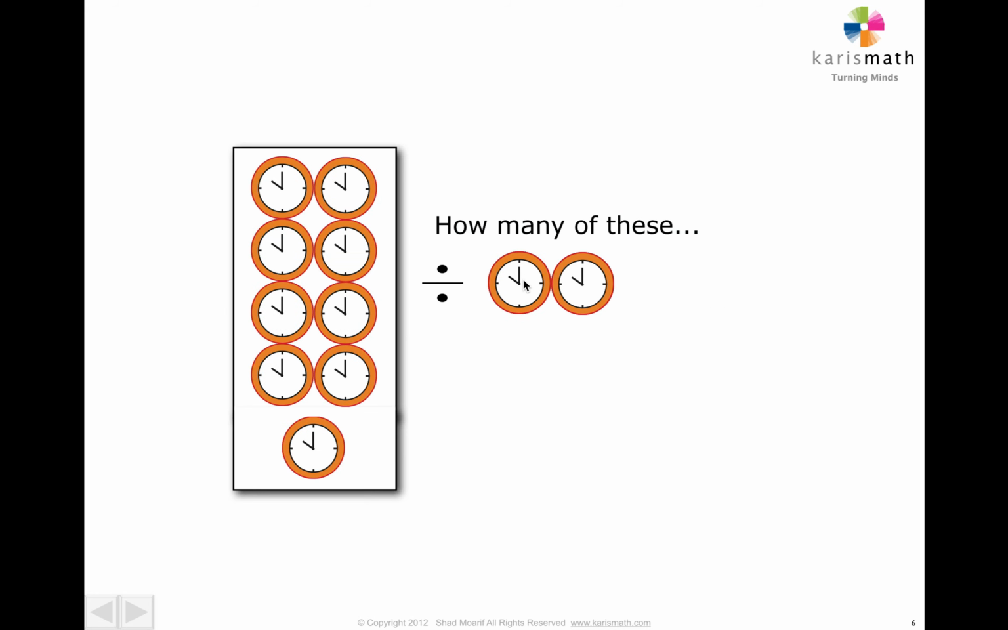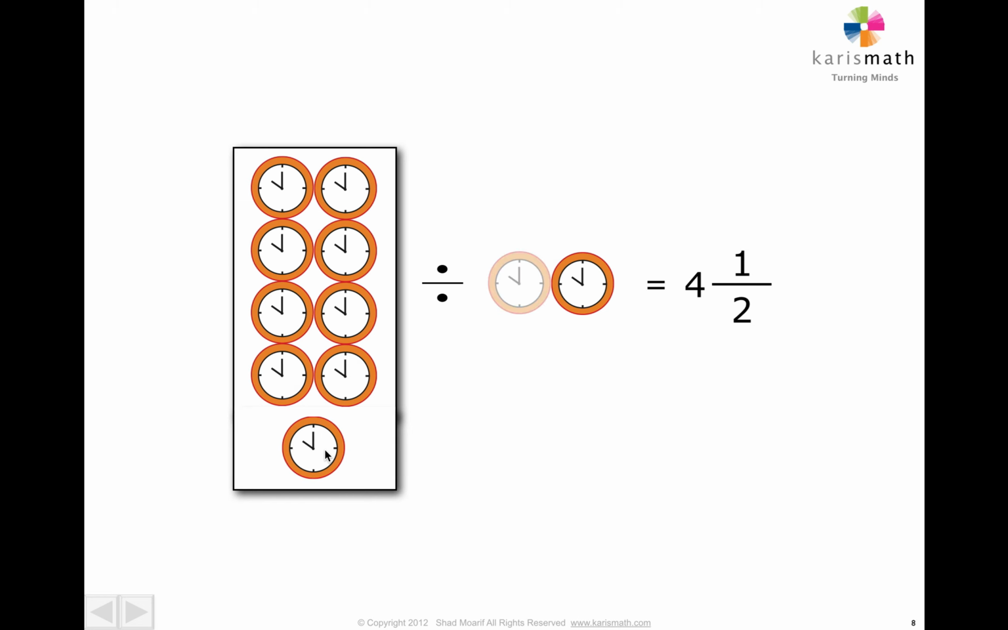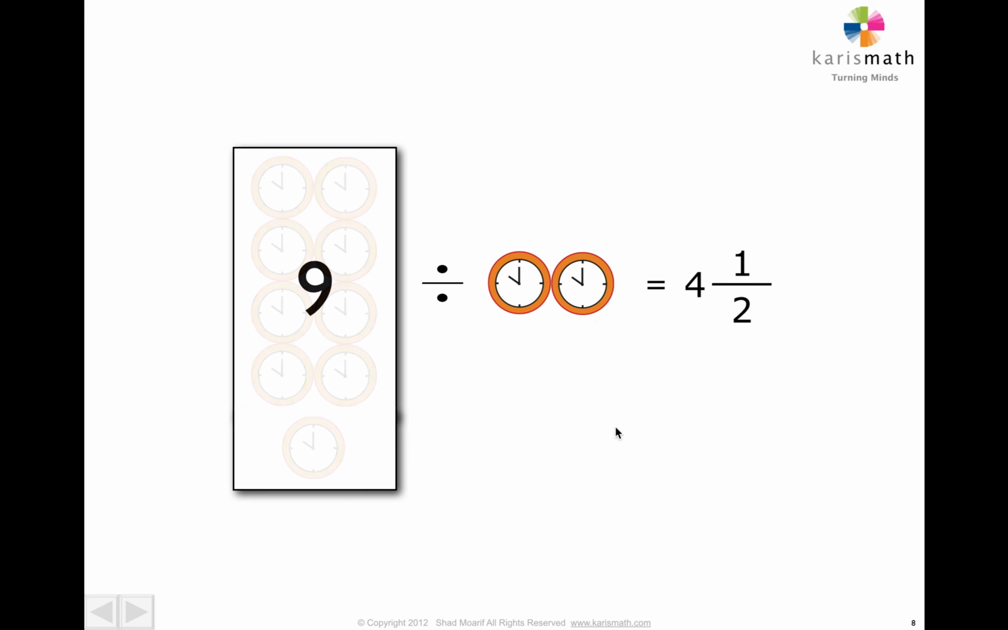So altogether, we answer this question, how many of these fit into 9 clocks? We would say there are 4, 1, 2, 3, 4. And then half of this fits into this one, right? Like that. Half of that fits into that. So we'll say 4 and half of them. That's your answer. So if I look at 9 divided by 2, the answer would be 4.5. Do you get the idea? Very good. Let's try another one.